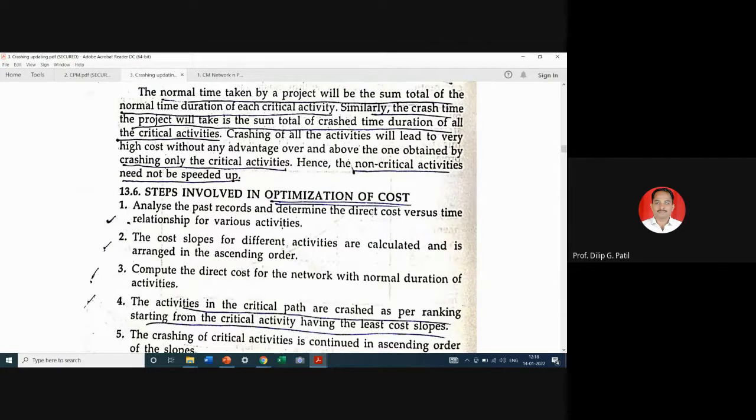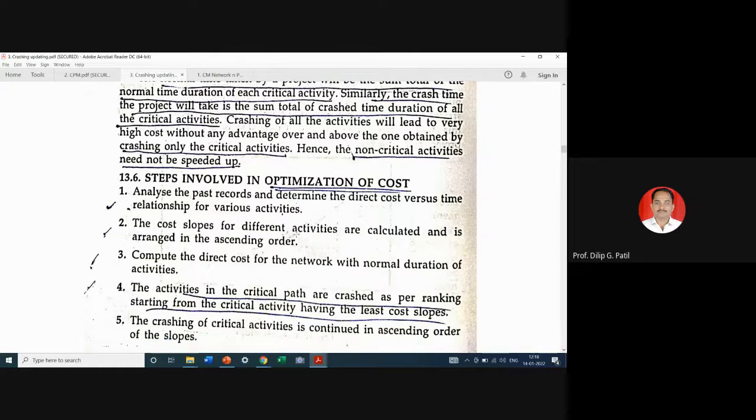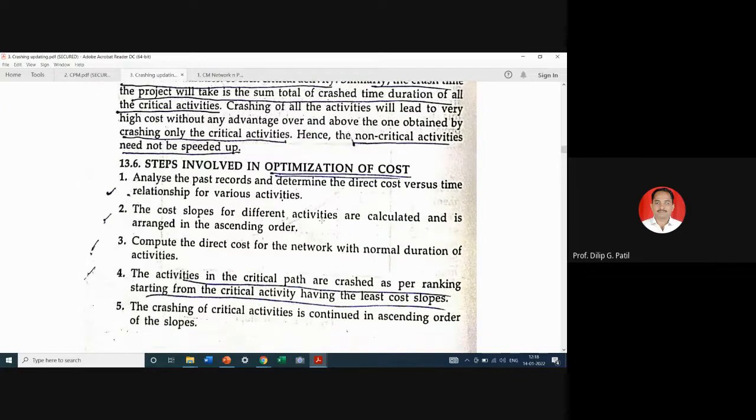So, steps involved in the optimization of the cost. Analyze the past records, determine direct cost versus time relationship of various activities. The cost slopes for different activities are calculated and arranged in ascending order. Ascending means what? Smaller to larger value. So first we have to calculate the cost slope, and we have to arrange it in ascending order. Then the activities that are critical and have least cost slope are given preference for the first step.